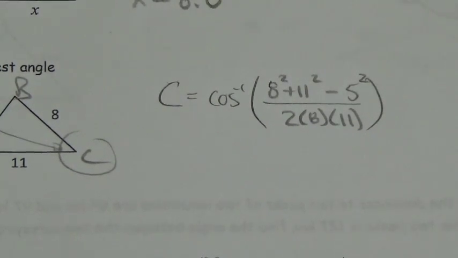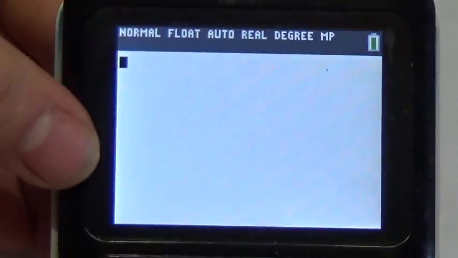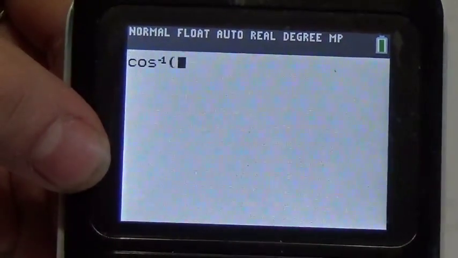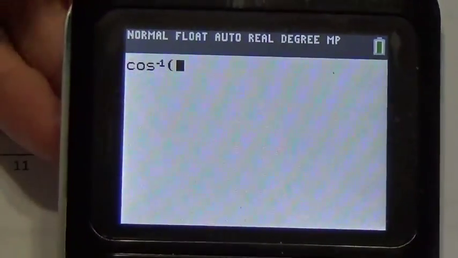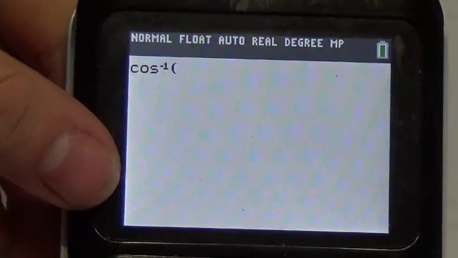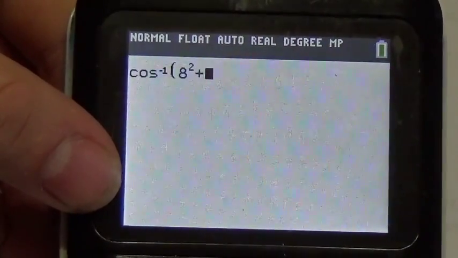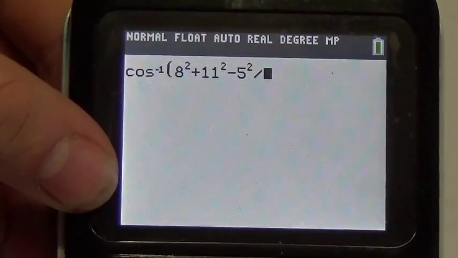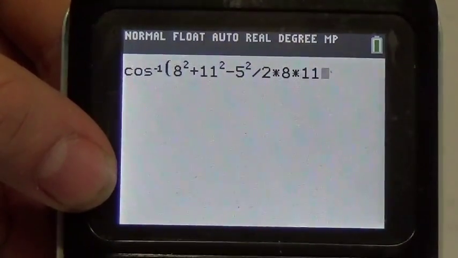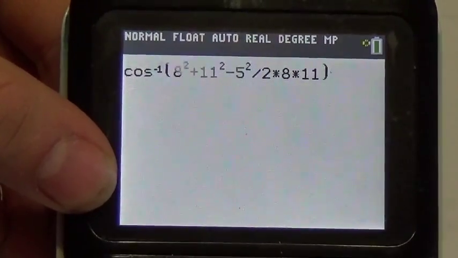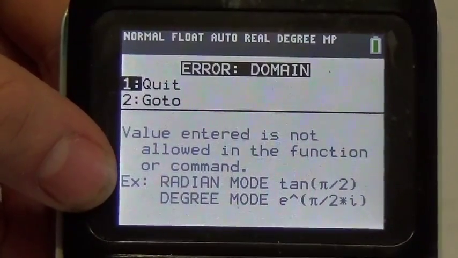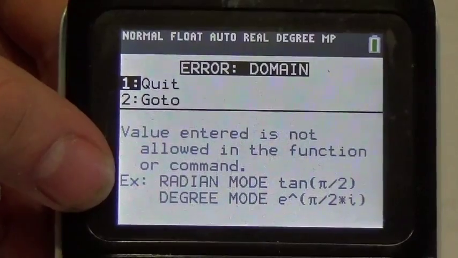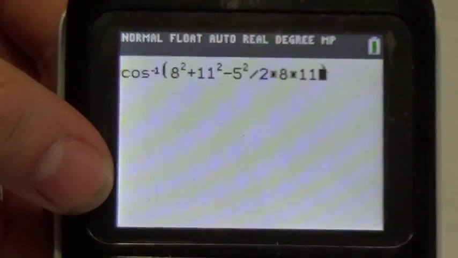Now the real issue comes with putting it in the calculator. I'll see people screw this up all the time, and let me just walk you through a very common mistake here. What I'm about to do here is incorrect. Okay, I want you to see what's going on and understand why. So 8 squared plus 11 squared minus 5 squared divided by 2 times 8 times 11. People are going to close the brackets, press enter, and go, why? Why? I did exactly what you said. No, you didn't.